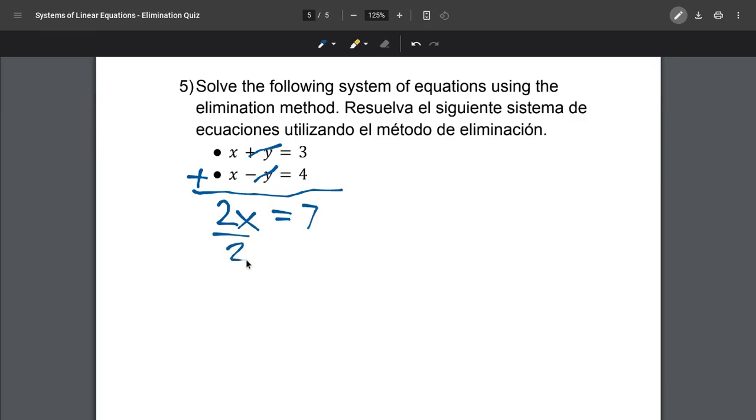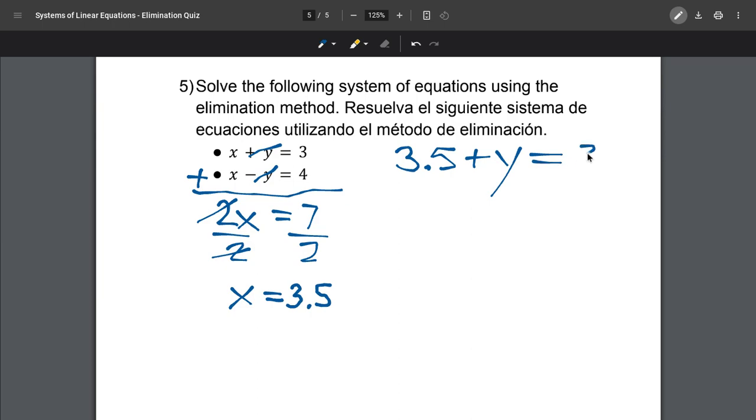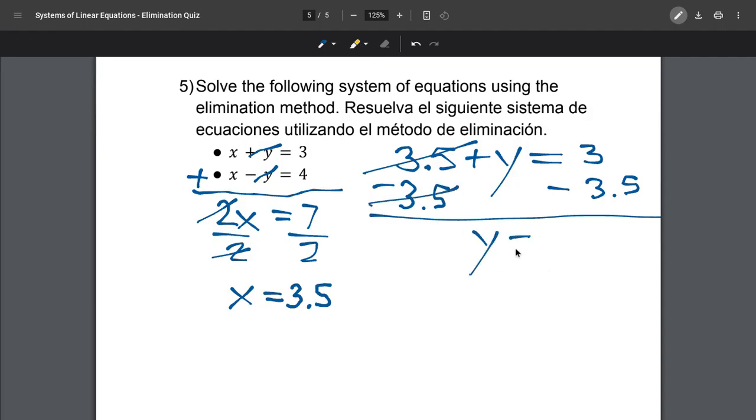We'll divide both sides by 2. And we get x equals 7 halves, or if you divide 7 by 2, it's 3.5. Okay, then if I plug into, let's just pick the top equation, 3.5 plus y equals 3. Y is going to have to be negative 0.5. You might be able to see that, but if you don't, we'll just subtract 3.5 from both sides. The .5's over here cancel, and we get y equals negative 0.5.